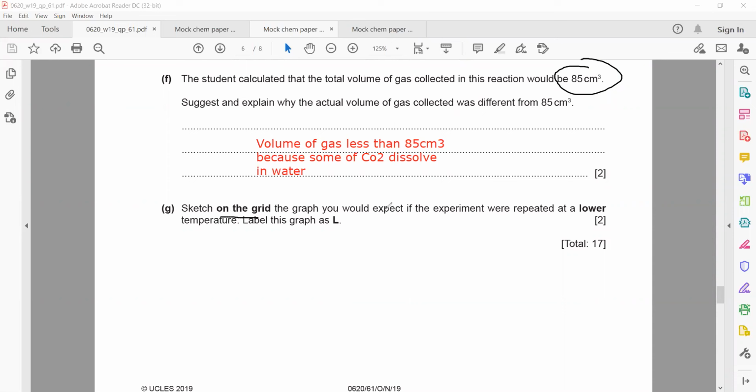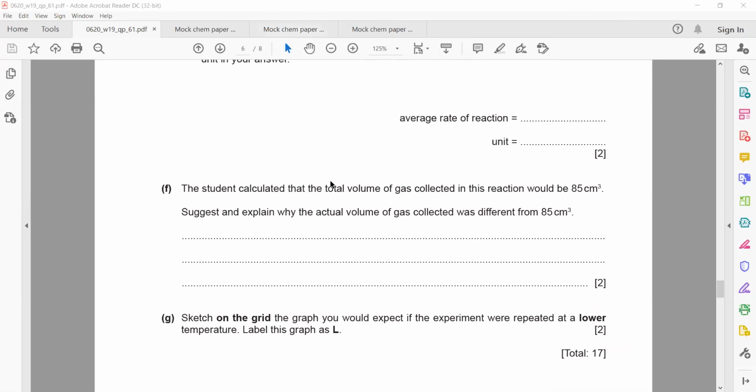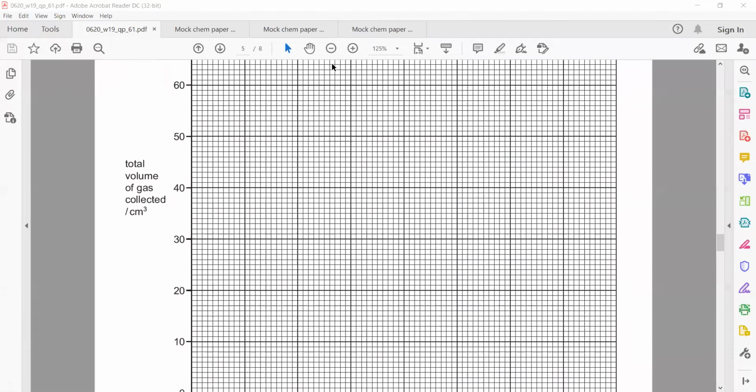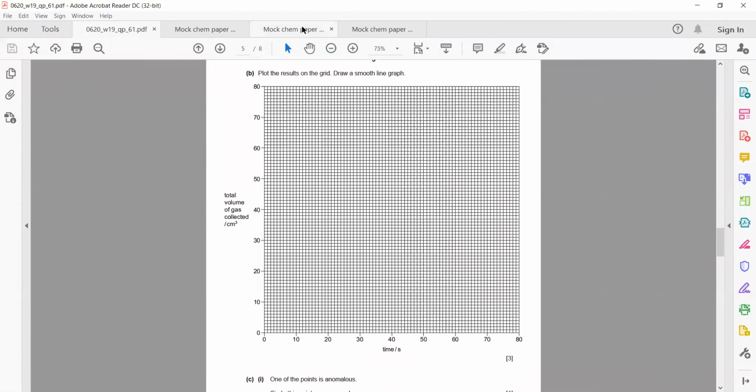Sketch on the grid the graph you expect if the experiment was repeated using a lower temperature. If you use a lower temperature, the reaction rate will be slower, the reaction will take relatively longer to complete, so the curve will be less steep. The same final volume of product should be there. If this was the original graph, then this will be the final one. It should start from volume 0.